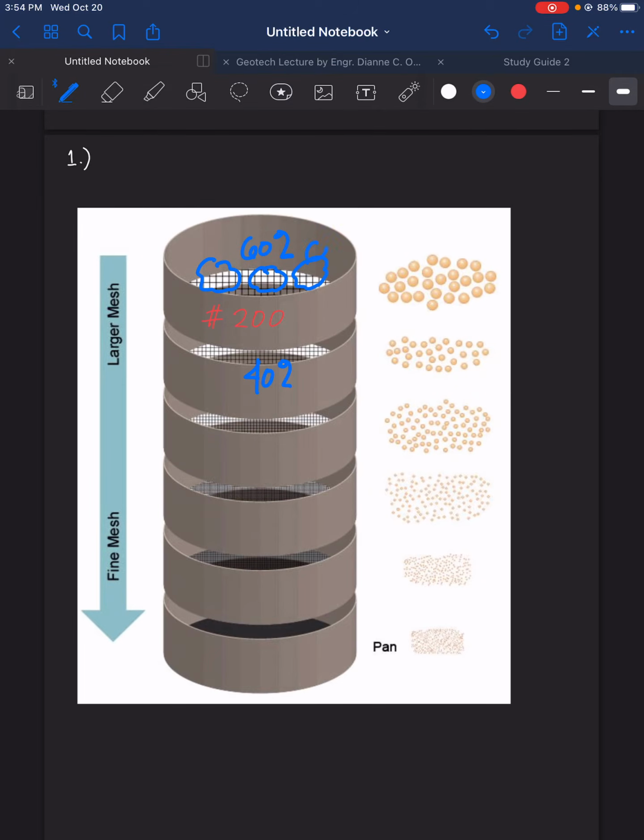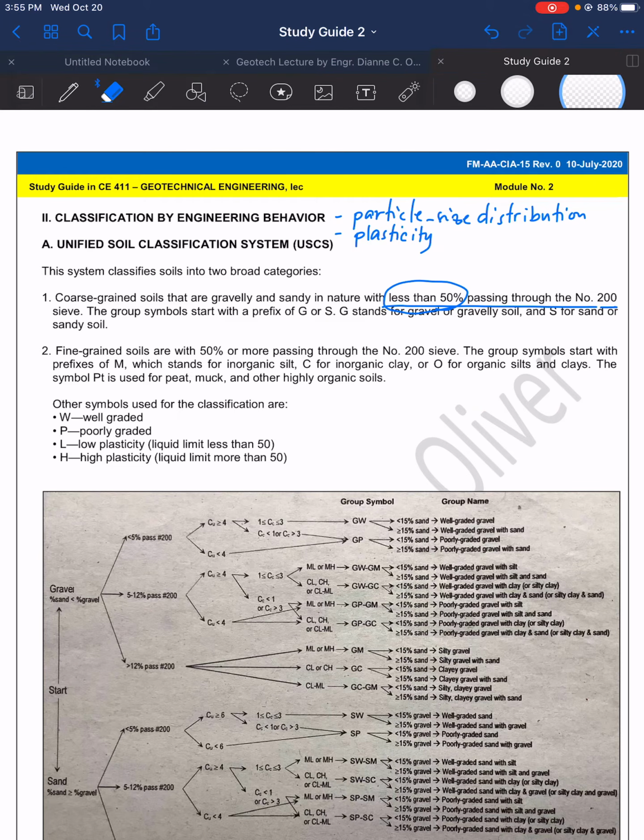If there are more particles being retained, we can conclude that the soil sample is gravelly or sandy. Meaning, there are more bigger particles than smaller particles, because more percentage is retained compared to what passes through the mesh. So that defines a coarse-grained soil.